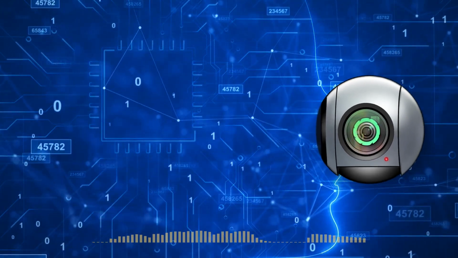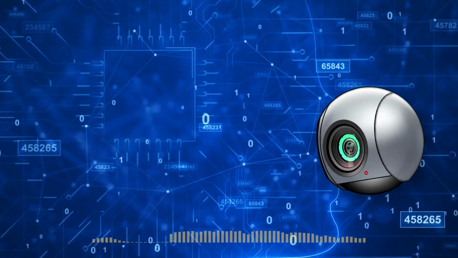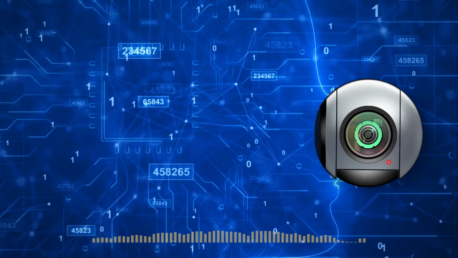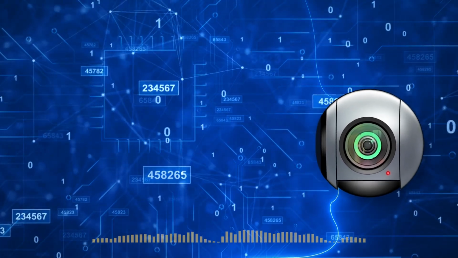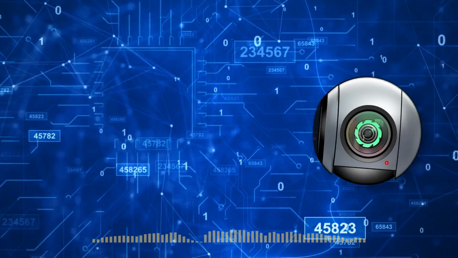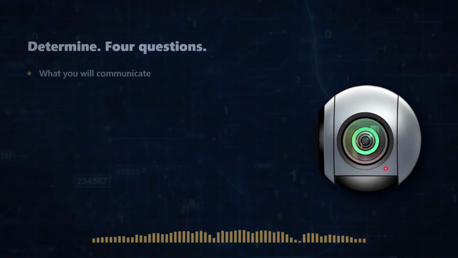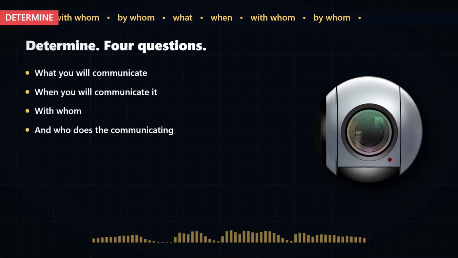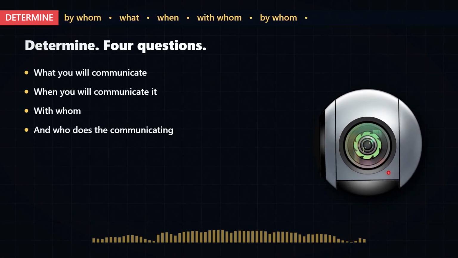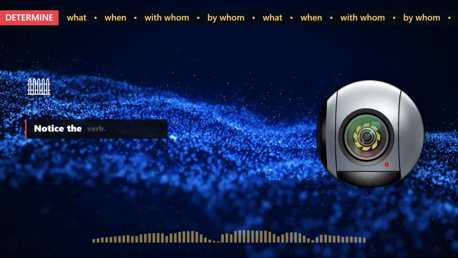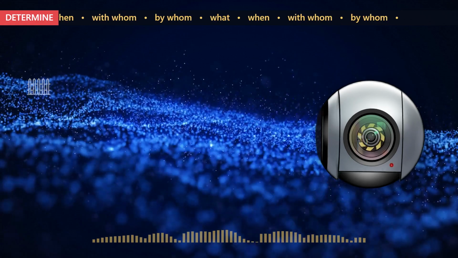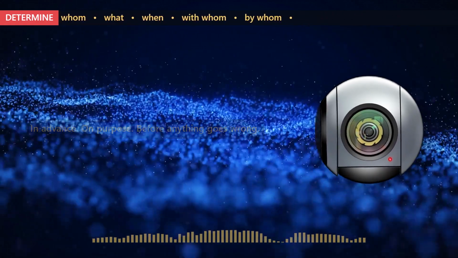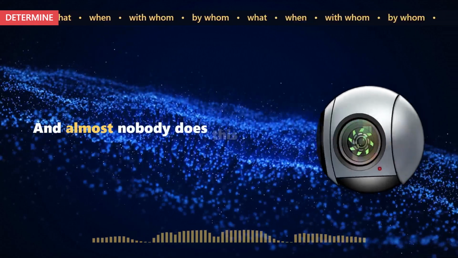The organization shall determine the internal and external communications relevant to the information security management system, including what to communicate, when to communicate, with whom to communicate, and how to communicate, or who does the communicating. That's it. 4 questions. What, when, with whom, and how, and notice the verb. Determine, not have, not encourage. Determine, decide, in advance, on purpose, before anything goes wrong. Sound familiar? Probably not, because almost nobody does this.